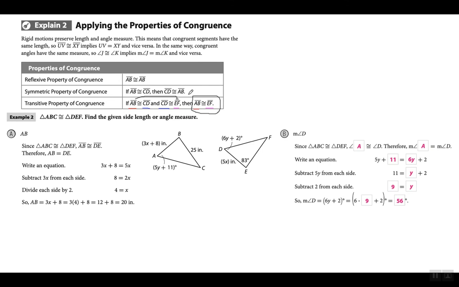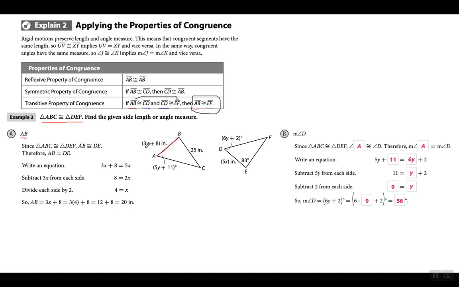Okay, for now, let's set that aside. I'm going to do these examples, and all of this will come up in a few slides from now. So let's look at example 2a, where we've got to find, first of all, here on the top, they're telling us that triangle ABC is congruent to triangle DEF. They want us to find the measure of segment AB. So we look up here, here's segment AB.